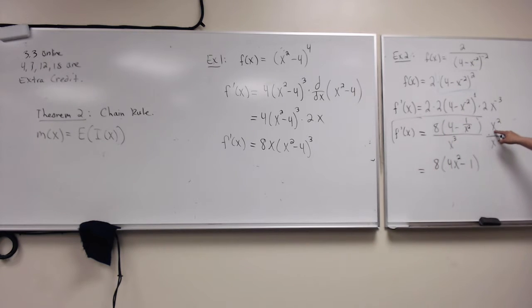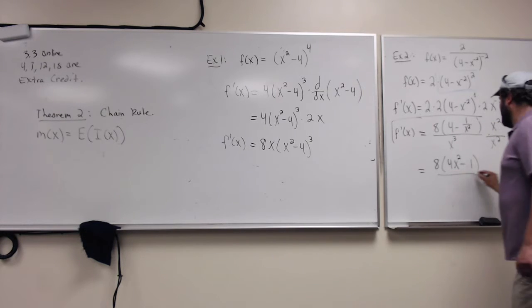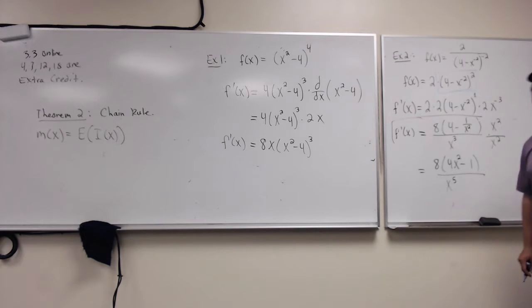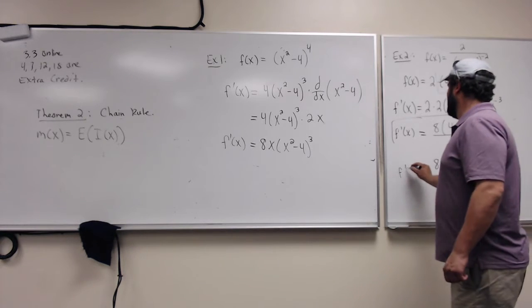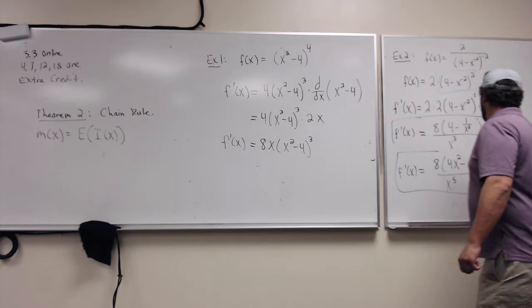And then if you distribute the x squared inside, you get a 4x squared, and then 1 over x squared times x squared is 1. And then you'd get an x to the 5th in the denominator. And then, yeah, you could distribute the 8 if you wanted to. Okay. So generally, simplifying means rewrite everything so there's no negative exponents, generally. So maybe that would be a better simplified form.